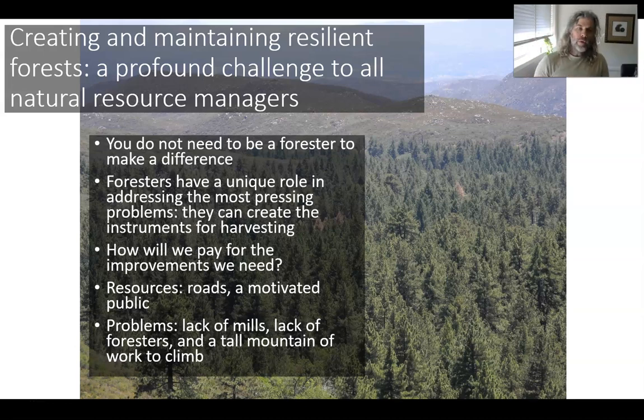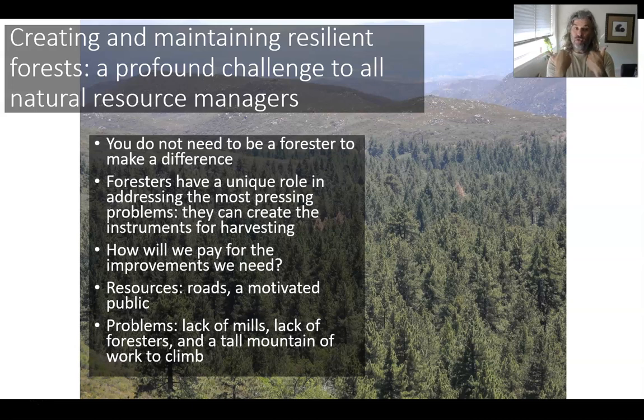Okay, and what I want to say to you is that if you are interested in environmental science broadly, and I mean that term to include forestry, but not exclusively, there's a role for you. There's a place for you here. You don't have to be a forester to make a difference. Now, foresters can play a unique role in addressing many of our problems.